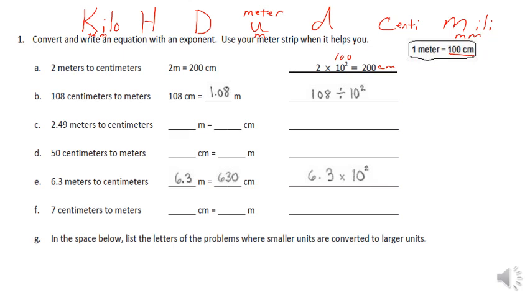Now in B, we're going from a smaller to a larger unit. So when we're going from a smaller to a larger, you're going to end up dividing. Here we have 108 centimeters, and you're going from centimeters over to meters. You can see there are 2 place values, and the 2 place values tell you that's 10 to the second. So we get 108 divided by 10 to the second, which is 100. So 108 centimeters equals 1.08 meters. We're not really changing the distance. All we're doing is representing it differently.